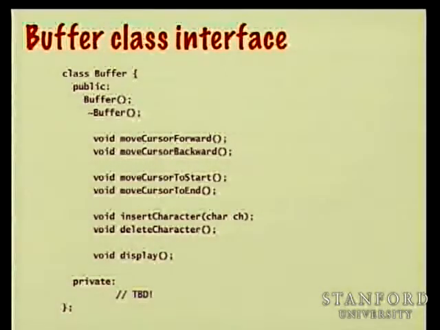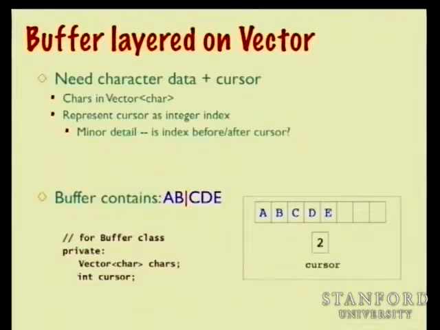So I'm going to show you what the interface looks like here, that we have buffer and these 6 operations. We're going to think about what the private part looks like. And we say, what about vector? Vector handles big, chunky things indexed by slots. That might be a good idea.